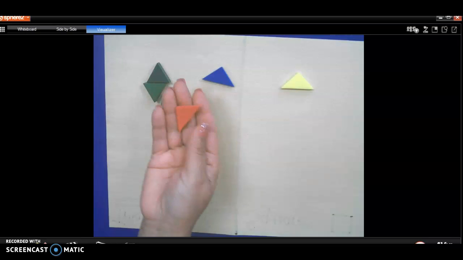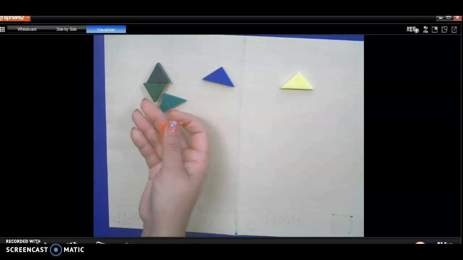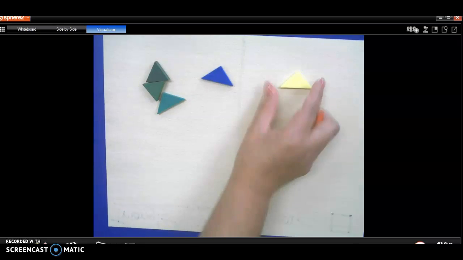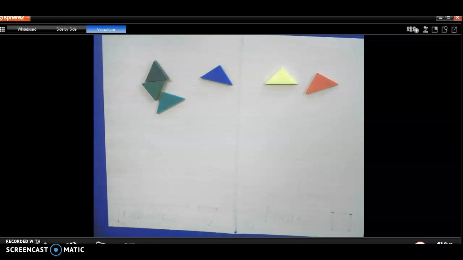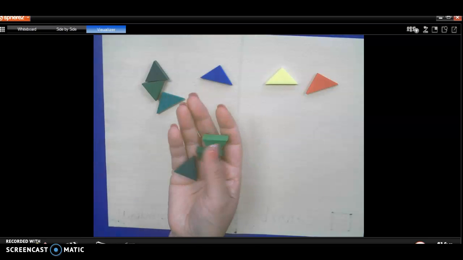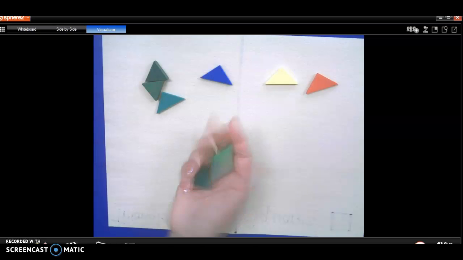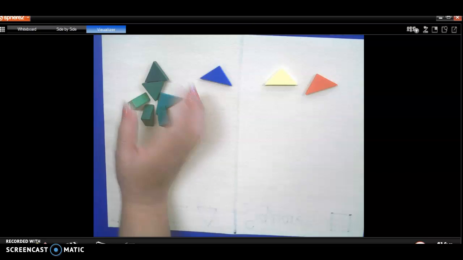Here's a red one. So I can't put it with the green. I can't put it with the blue. I can't put them with the yellow, so I'm going to have to put them with the reds. What about these ones? They're all going to be green, so we put them there with the greens.